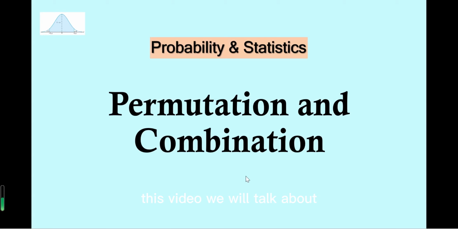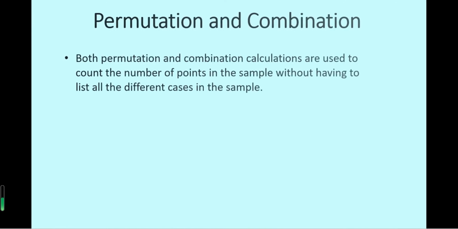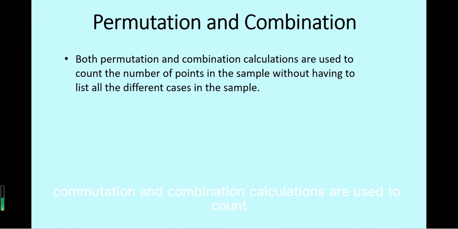In this video, we will talk about two basic but important problems or methods for calculating different sampling observations in statistics. They are permutation and combination. Both permutation and combination calculations are used to count the number of points in the sample without having to list all the different cases in the sample. They use rules which can be used to calculate how many different samples there are in the problem.